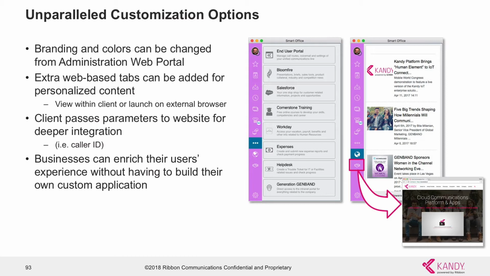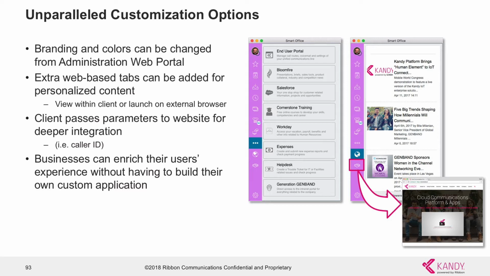Because we build everything based on HTML code and web technologies, Kandy clients give you unique customization options. Now, not only can you change the branding and the colors, something that we allow to do very easily from the Kandy Business Solution portal, but you can also add additional tabs that let you manage and integrate web-based content into the client. In this example here, you have two extra tabs, one that includes buttons to typical enterprise applications, and another tab that shows real-time news coming from an RSS feed from the company website, all within the client's user interface. But you can also add a tab that opens the content using your device's web browser.